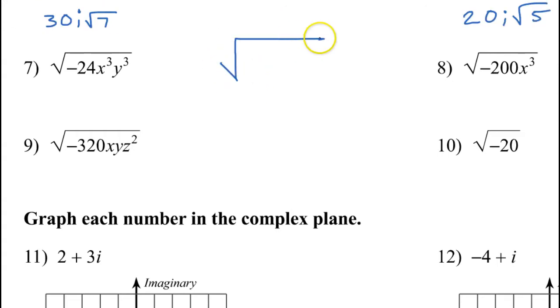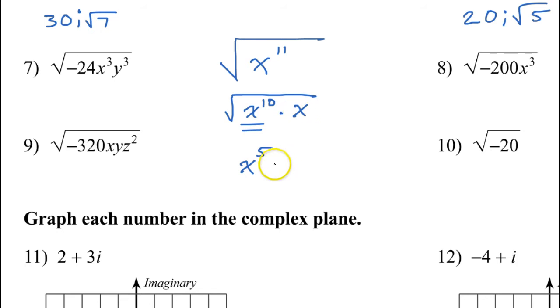Okay, so what if I have the square root of x to the 11th power? I can't just divide by 2. So what I could do is split this up as the square root of x to the 10th power times an extra x. Together this would make 11. So I just pull one of the x's off to the side. Now that leaves me able to take the square root of this first part. That would be x to the 5th power, because now I can divide by 2 again. But that's going to leave this x all alone under the radical.